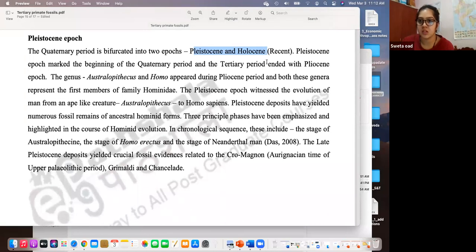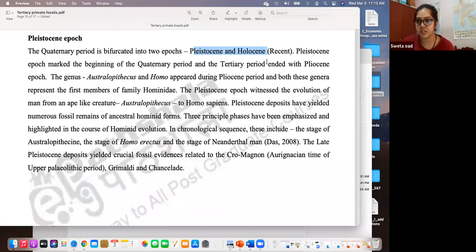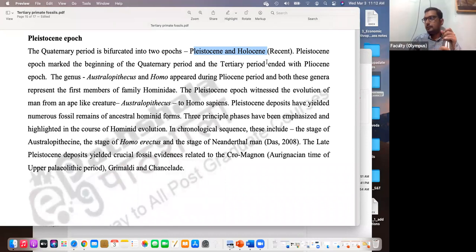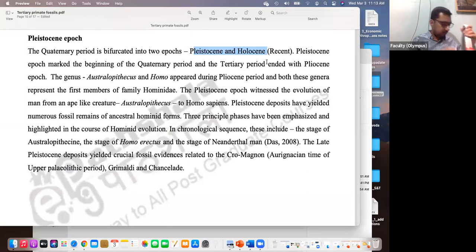Yes, a new epoch was also in use, Anthropocene. Since it is not formally established, should we write it or not? You can mention it as part of the Holocene. There is a discussion on proposing Anthropocene as well. You can make a mention of that. Okay, sir.